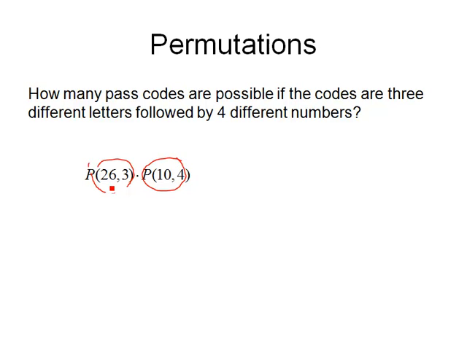When I choose the letters, I'm choosing from 26 letters, and I want 3 of them. When I'm choosing the numbers, I'm choosing from 10 numbers, and I want 4 of them. When I do those on my calculator, the number of permutations of 26 objects chosen 3 at a time is 15,600. The number of permutations of 10 numbers chosen 4 at a time is 5,040. So when I multiply those together, I get that there are 78,624,000 different passcodes.